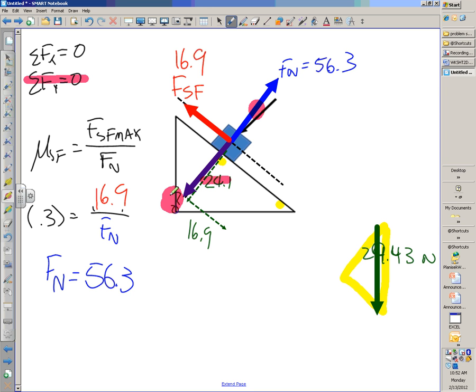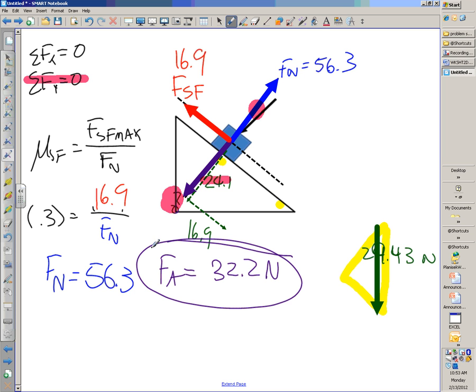So we have 56.3 in the upwards direction on the y-axis, 24.1 already downwards, so the applied force has to be the difference between those two, which turns out to be 32.2 newtons. So that's how hard we'd have to push down on that block in order to increase the normal force enough to create enough friction to hold that block in place.